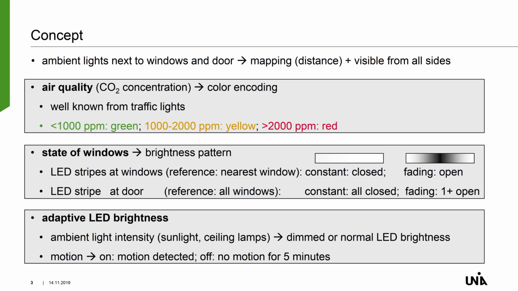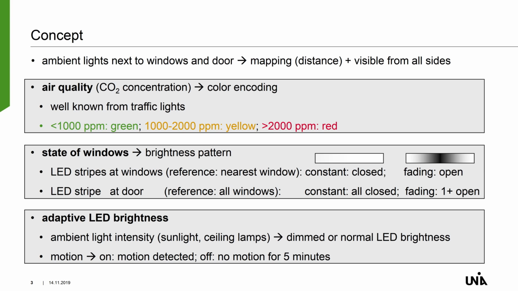The state of the windows is shown by adapting the brightness pattern of the lights. The LED stripes next to the windows indicate the state of the nearby window to make it more visible. If the according window is closed, a constant brightness is used. If the window is open, a fading pattern is applied. The brightness changes continuously from bright to dark.